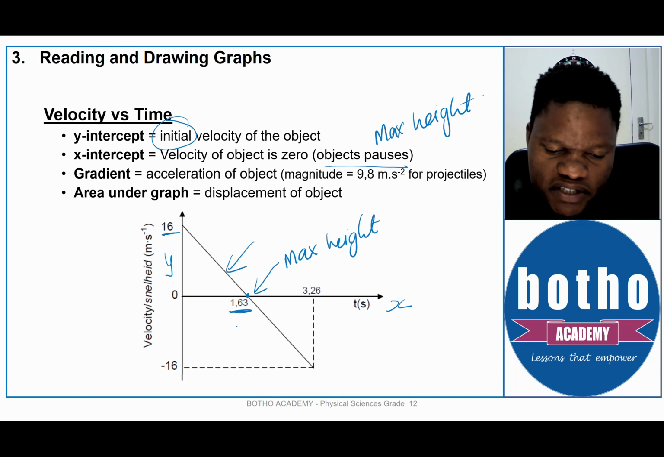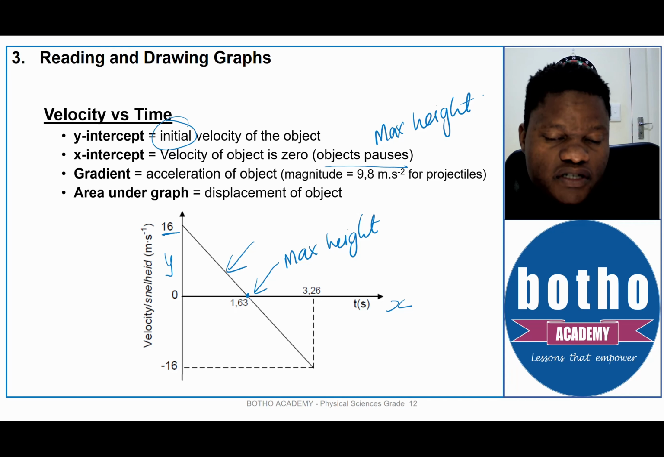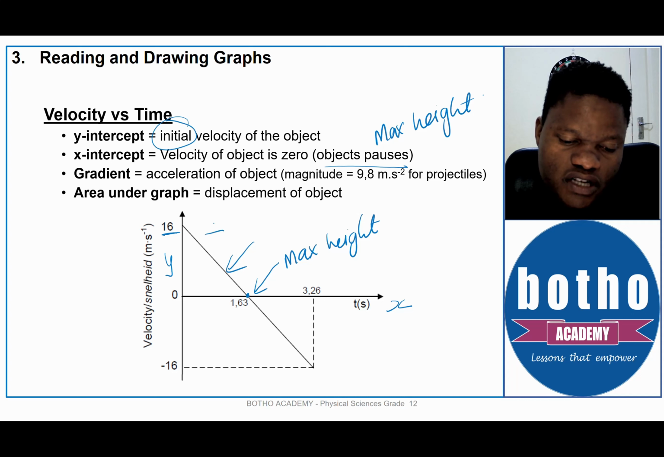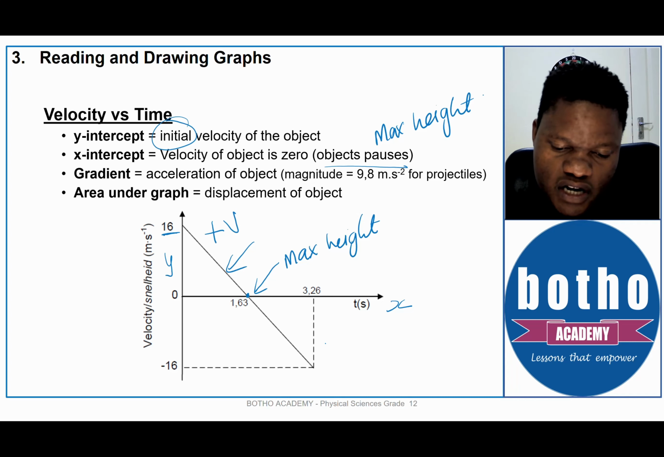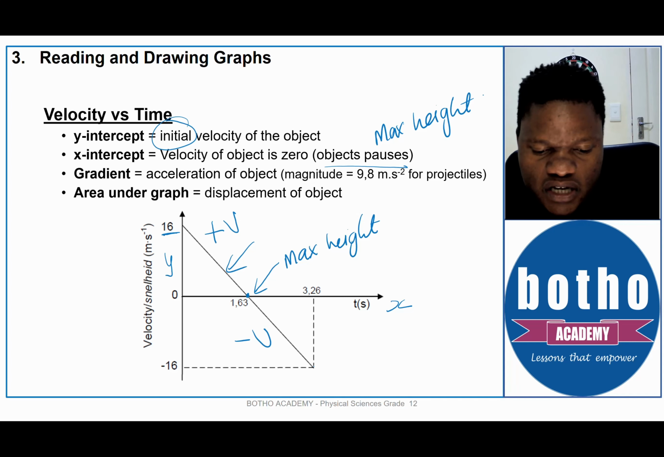But what happens after reaching the maximum height? The object does not stop. It only pauses after reaching the maximum height, and then it changes direction. Look on this side, the velocity is positive, and now the velocity is negative, which means the object has changed direction. After 1,63 seconds, the object now changes direction. It was going up and now it's going down. Hence, the velocity has a different sign compared to the previous motion.